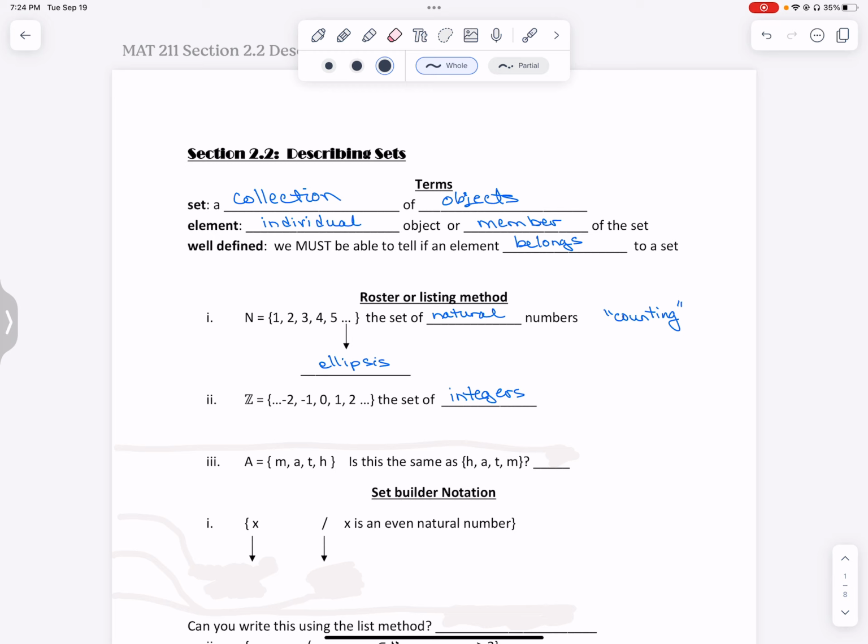Now this next set is just the set of all the letters in the word math. Is that the same as this set? Notice it's got the M, it's got the A, yes, it is the same. It's in a different order, but that's okay. It is the same set.